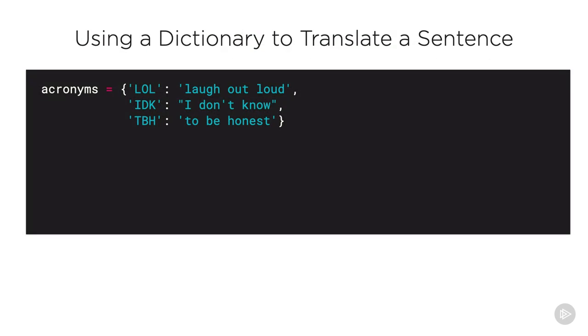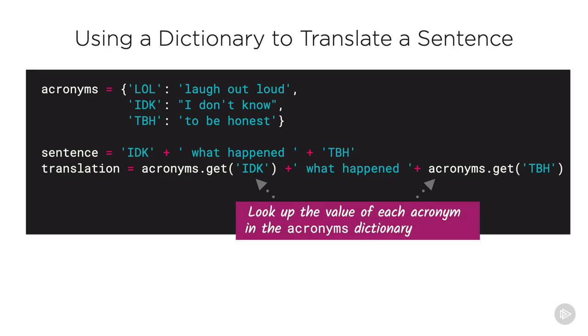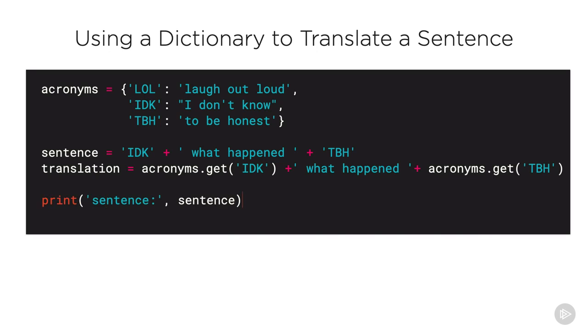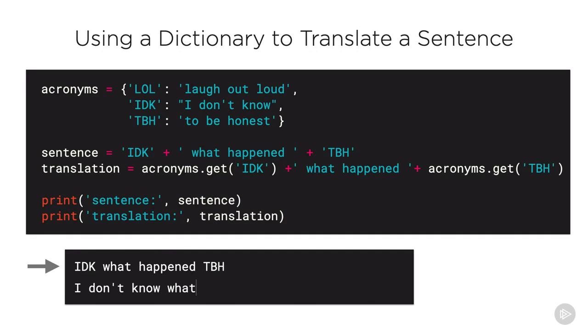Now we can put our acronyms dictionary to use by translating a sentence with it. We have our sentence created as IDK, what happened, TBH. We created the acronyms as separate strings to make them more clear. Then let's create another string called translation, where we get the values of each of the acronyms by looking them up in the dictionary with the get method. Finally, let's print the original sentence and the translation. And we can see the translation printed out correctly as, I don't know what happened, to be honest.